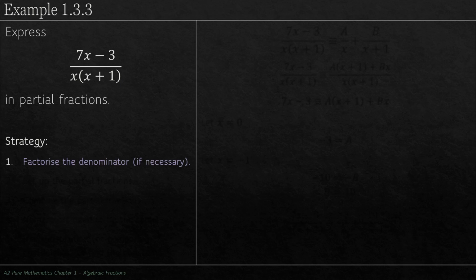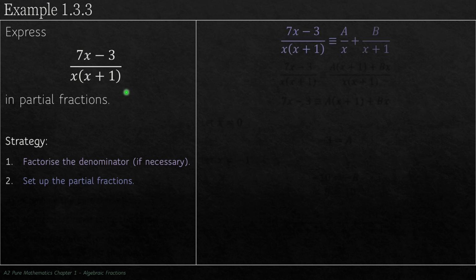Strategy, step 1, factorize the denominator if necessary. Not necessary here, it is already factorized. To step 2, set up the partial fractions. We're going to get 2 of them here. It's not always 2, you could have 3 partial fractions, sometimes even more. So in this case, something over x and something over x plus 1. You might have written them the other way around. You might have written A over x plus 1 plus B over x, that's absolutely fine. Your A will be the same as my B, and your B will be the same as my A if you did it right.